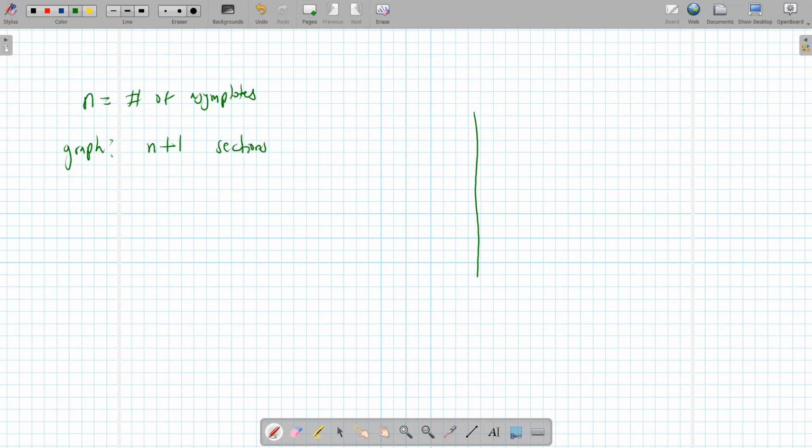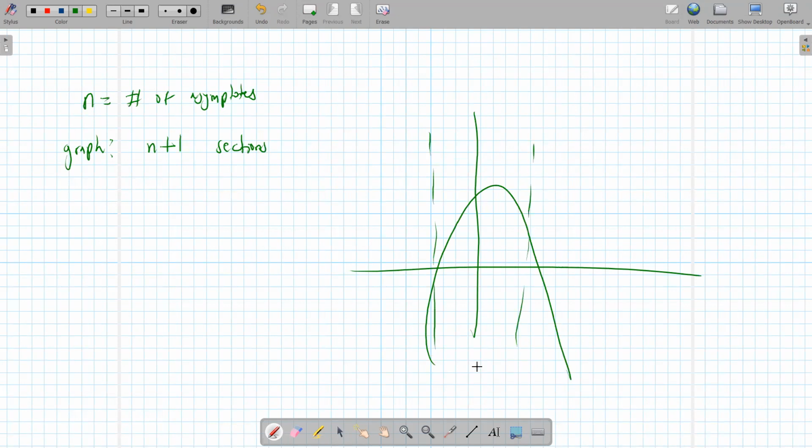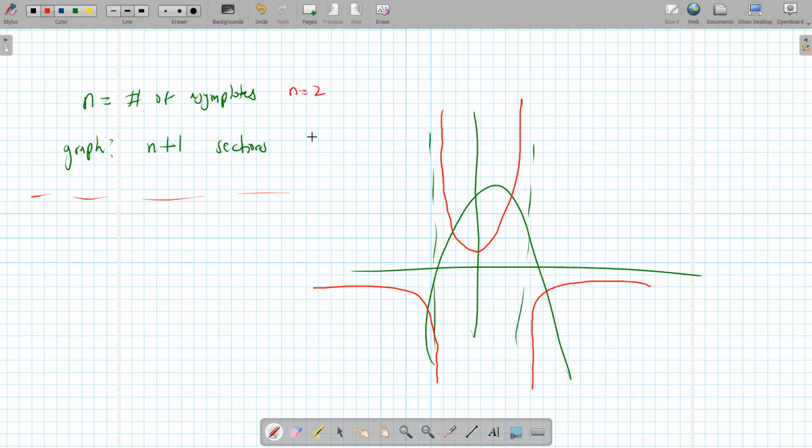Now, what does that even mean, right? For example, this quadratic thing that we had, 2 x-intercepts. Then our graph had 3 chunks. We had 1 chunk in the middle, 1 chunk on the left, and 1 chunk on the right. In the previous question, n is 2, so that means our graph will have 3 sections because 2 plus 1 is 3.